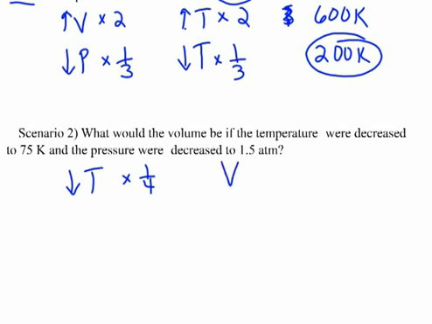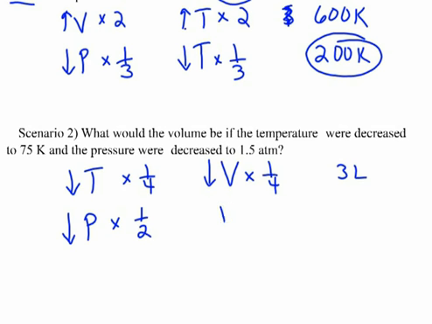If temperature goes down, the volume would also go down by a factor of 4. So the volume, which was originally at 12 liters, if it's going to go down by a factor of 4, it would now give us a volume of 3 liters. But we can't stop there because the pressure is also changing. So the pressure is decreased down to 1.5 atmospheres from 3 atmospheres. So the pressure is decreasing by a factor of 2.